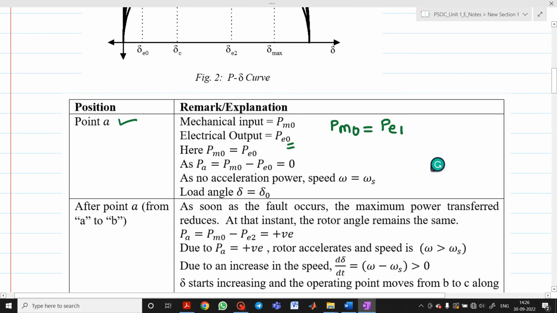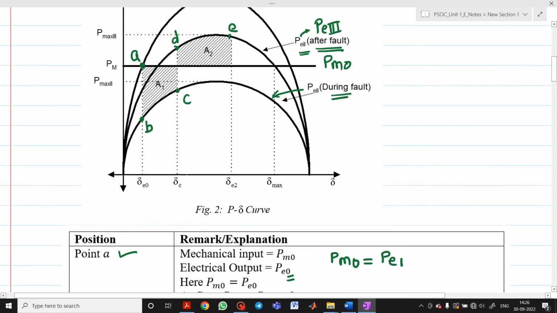Now we know what the accelerating power is. It is PM minus PE. So as both are the same, you will get acceleration equal to 0, that is PA equal to 0. No accelerating power, so therefore speed will be exactly equal to synchronous speed, and the value of load angle delta will be equal to delta 0. Now what happens from point A to point B?